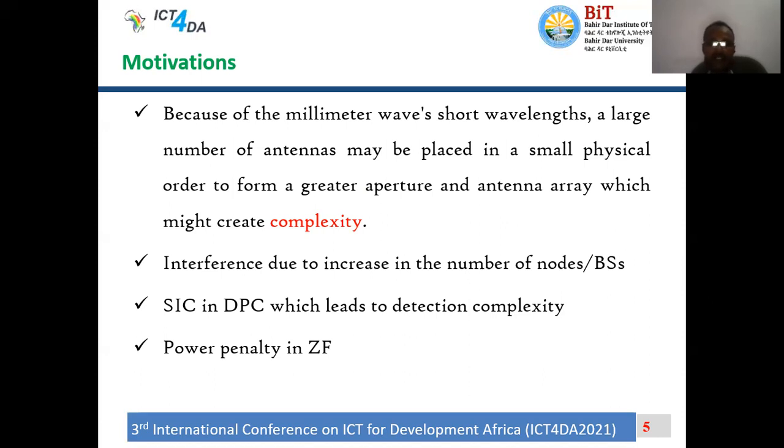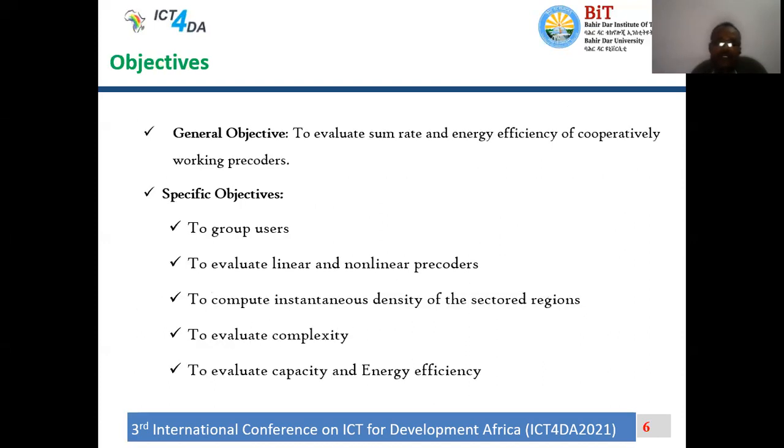So considering dirty paper coding and zero forcing, they both have their own advantages and their own curses. And in our next step, we'll be considering how to resolve those problems among each and every precoder. So our general objective is to evaluate the rate and energy efficiency of cooperatively working precoding techniques, particularly dirty paper coding and zero forcing precoders, which will be combined together or work one after the other, depending on some parameters we will be considering in the next section.